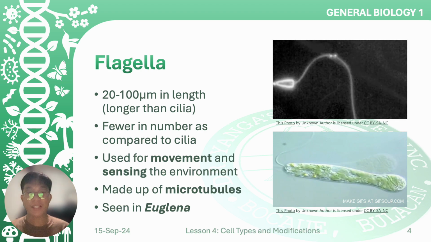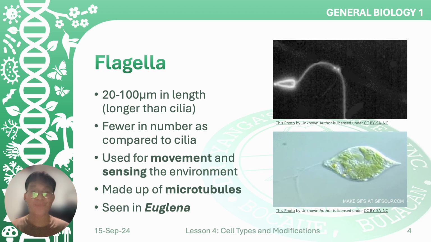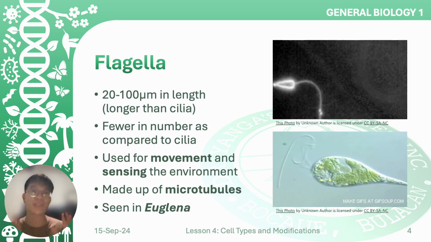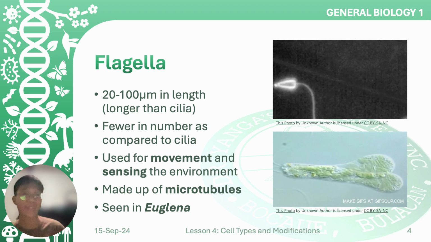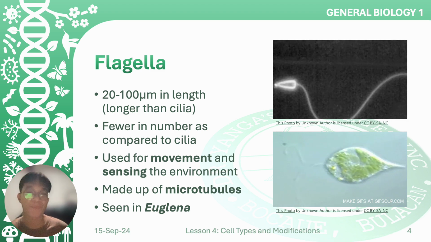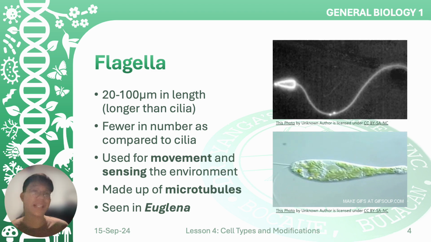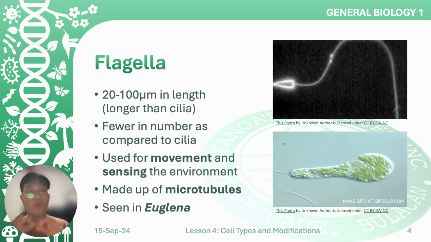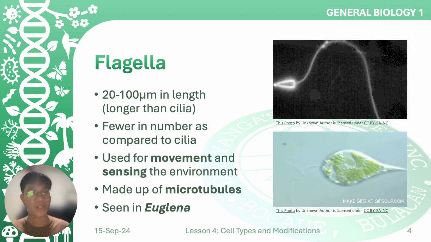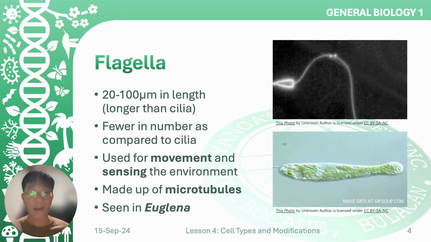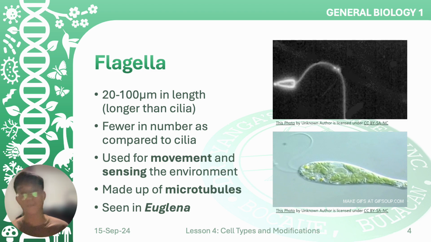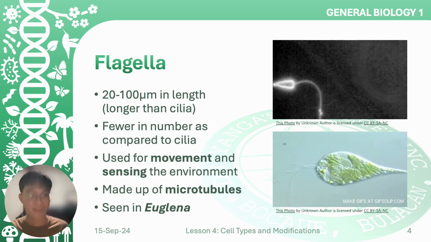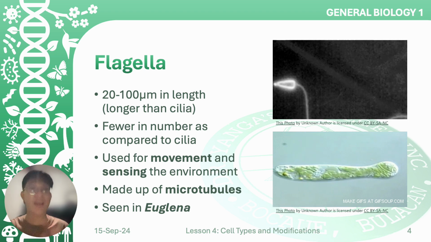And after the cilia, we now have your flagella, which are usually longer than cilia in terms of length. So they tend to be 20 to 100 micrometers in length. And compared to cilia, they are fewer in number. So take note, cilia tend to be short, but they tend to be numerous. They tend to be many, surrounding the whole cell. But for flagella, they tend to occupy just one part of the cell. They are few in number, and at the same time, they are longer.